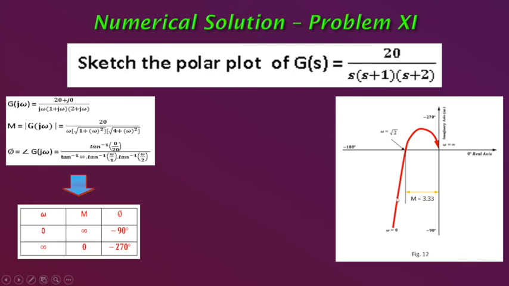Then draw polar plot. Magnitude is infinity, but phase angle is minus 90 degree when omega is 0. This is the starting point. Then minus 90 to minus 270, that means crosses 180, then finishing point is minus 270. Magnitude is 0, that point.